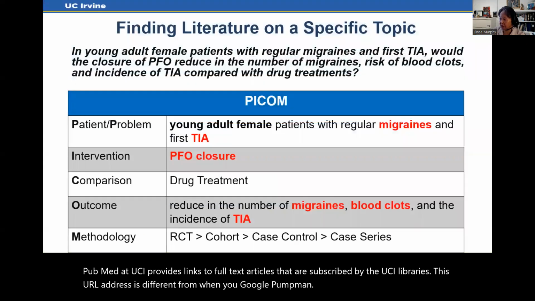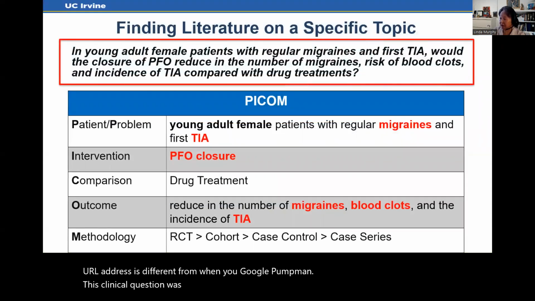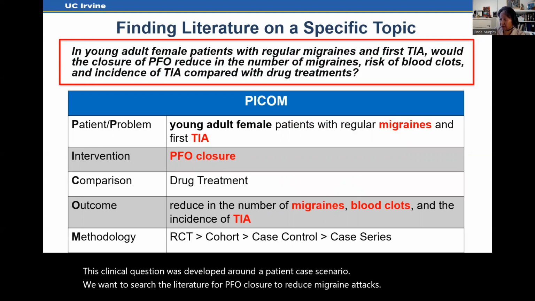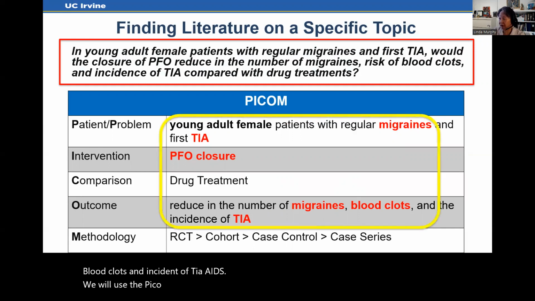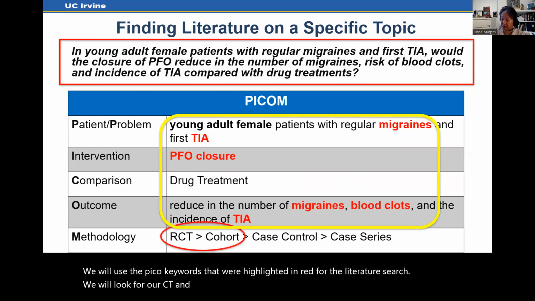This clinical question was developed around a patient case scenario. We want to search the literature for PFO closure to reduce migraine attacks, blood clots, and incidence of TIAs. We will use the PICO keywords that were highlighted in red for the literature search. We will look for RCT and cohort studies that were written in the English language.